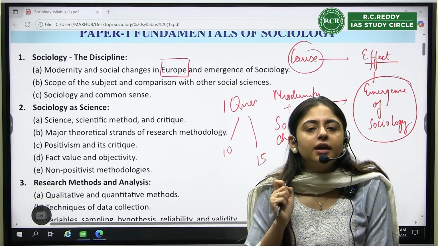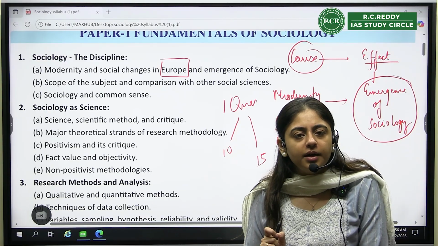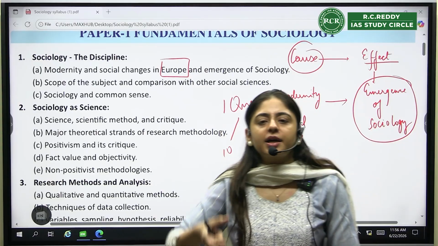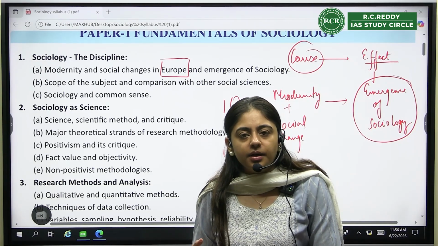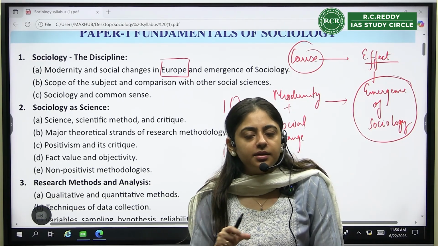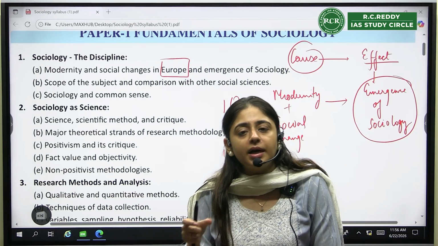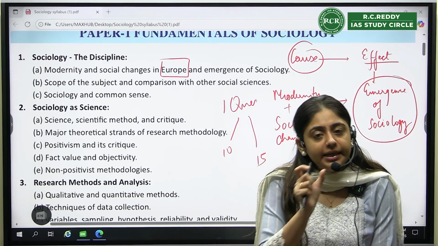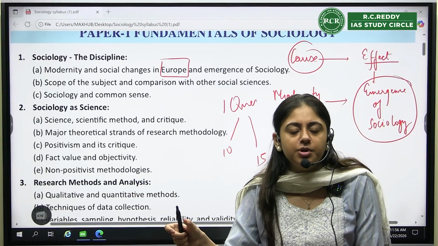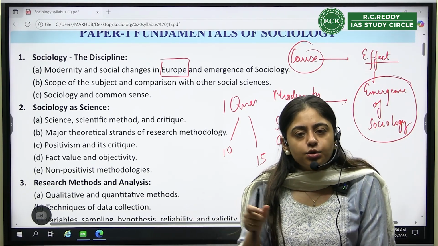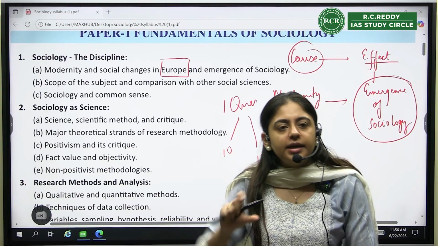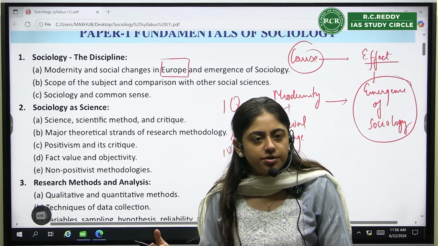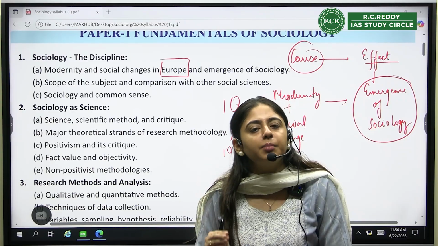Now these are low hanging fruits. Why low hanging fruits? Every year a question will come from here. They just repackage the questions, and it is the same thing they will be asking. Sometimes they will just ask, how did modernity lead to emergence of sociology? Some years they might ask, how did the industrial revolution and French revolution lead to emergence of sociology? So they will just change the language, repackage the question, or pick up one cause and ask you the emergence of sociology. So it is the easiest way to get marks.